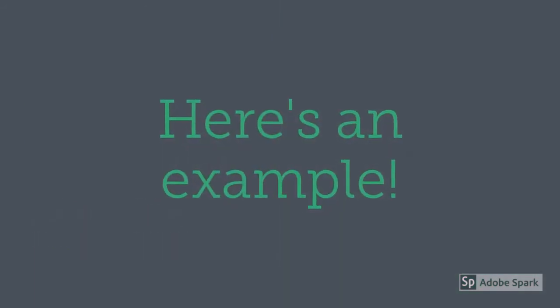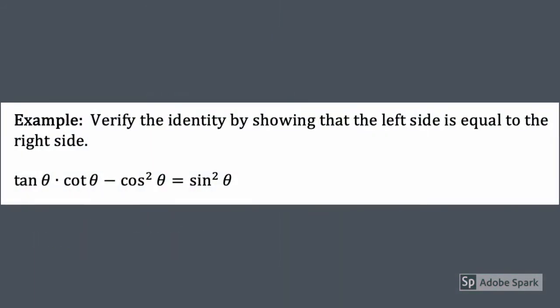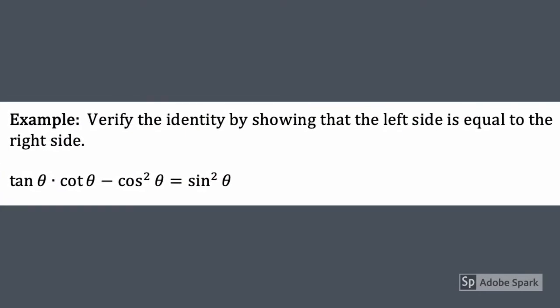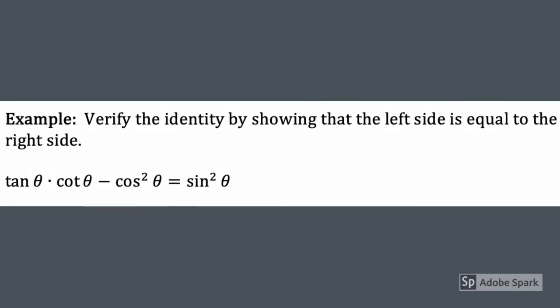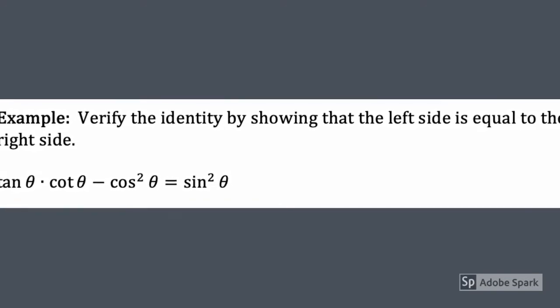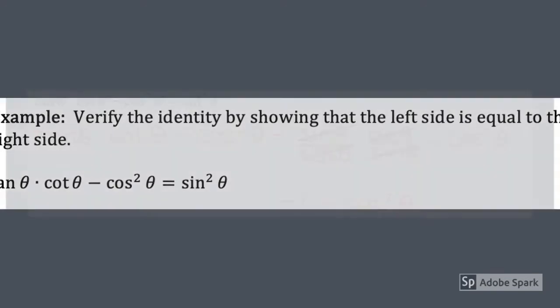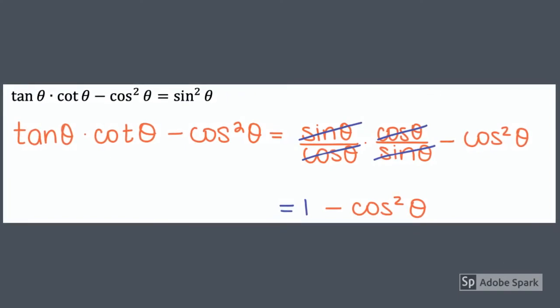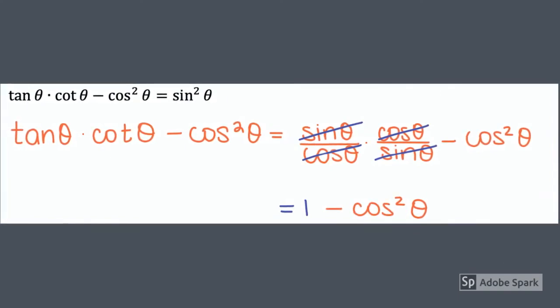Here's an example using this strategy. We're going to verify this identity again by showing that the left side is equal to the right side, and our identity is tangent times cotangent minus cosine squared equals sine squared. So the first thing I noticed in this problem was that the left side originally contains a tangent, a cotangent, and a cosine squared, so a lot of different trig functions.